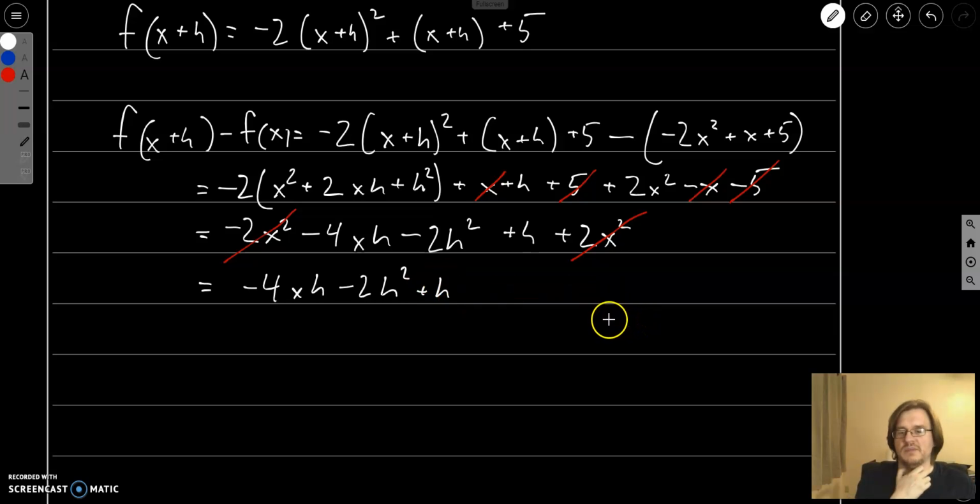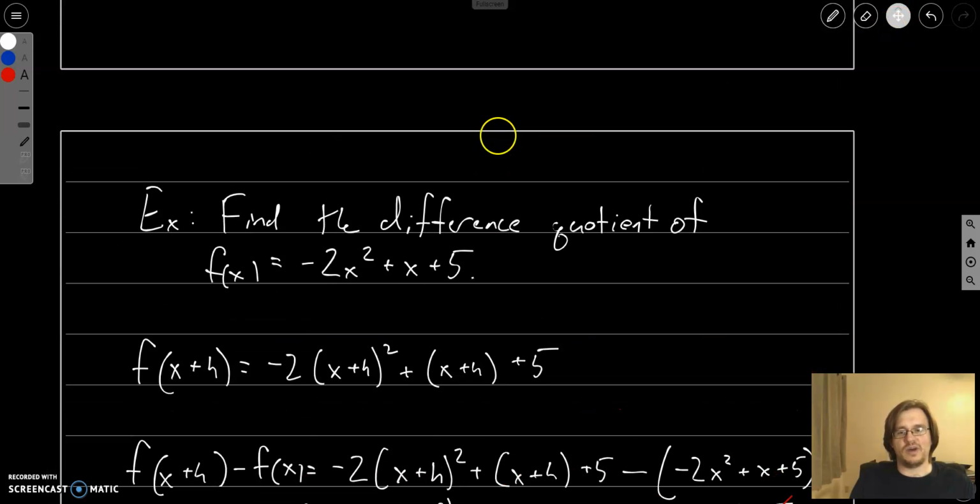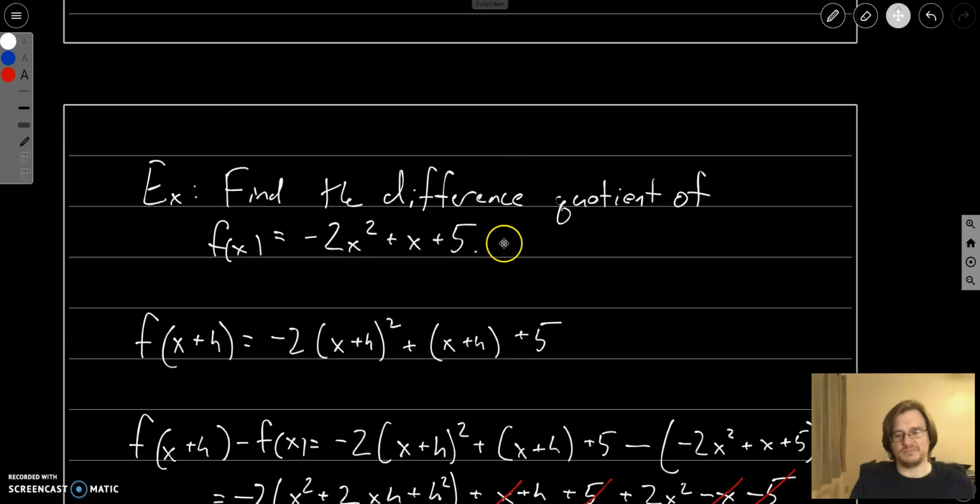Because I know what's going to come next, I'm going to simplify this just a little bit. What I'm going to do is pull out an h. There's an h in each one of these terms. If I pull an h out of the first term, I've got just a minus 4x left over. In this next term, I've got a minus 2h, and in this last term, I have a plus 1. So I have h times something. And why did I pull out that h? Well, the difference quotient is going to be this thing divided by h. I can just cancel an h now, and it makes it a lot simpler.